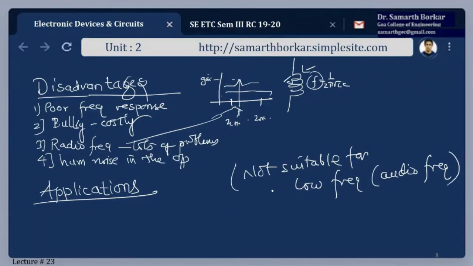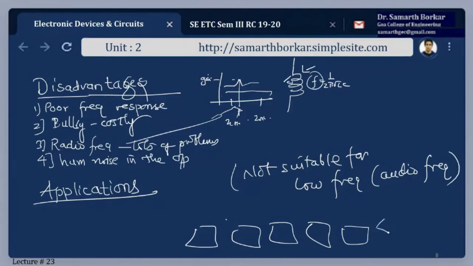And another point is, as I've said, we have stages for subsequent amplification of the signal, but all of these will be RC coupled amplifiers. Only the final stage will be transformer coupled, because we have to go for impedance matching with that of the speaker. Fine. Now this is all about transformer coupled amplifiers. Now we will start with the next topic, that is the Darlington pair.